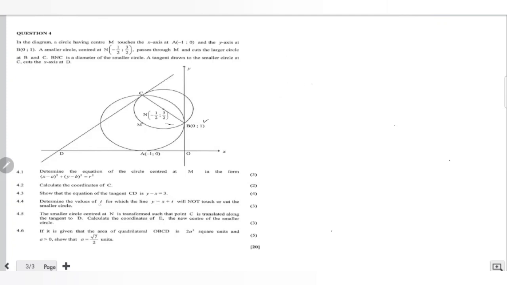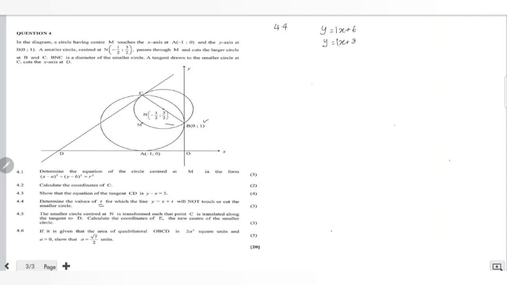Okay. Now, what did they say? Determine the value of t in which the line y is equal to x plus t. This is question number 4.4. Will not touch or cut the smaller circle. All right. You know that the equation of tangent CD, we got it y is equal to x plus 3. Did you see a similarity there? Gradients are same, isn't it?